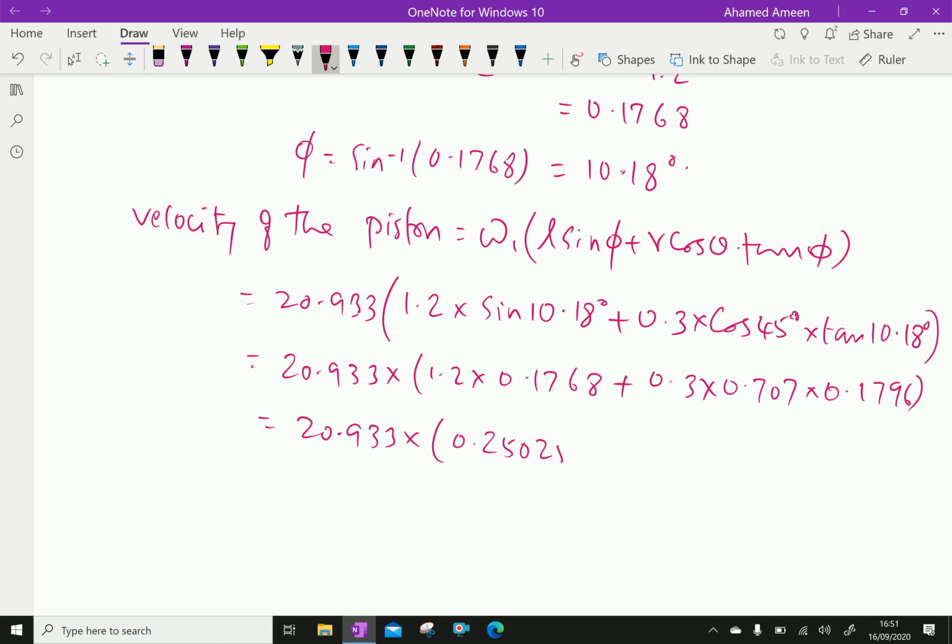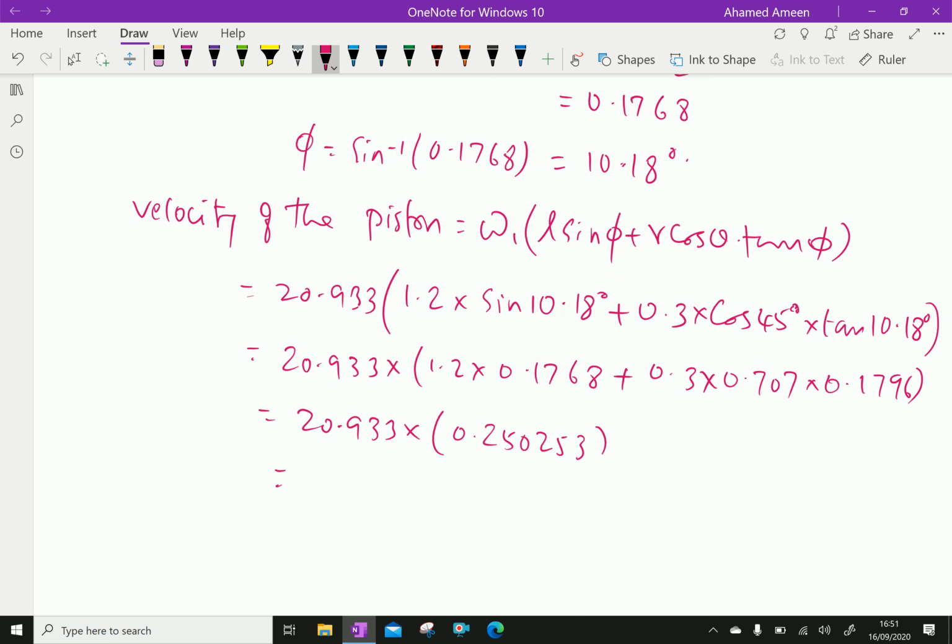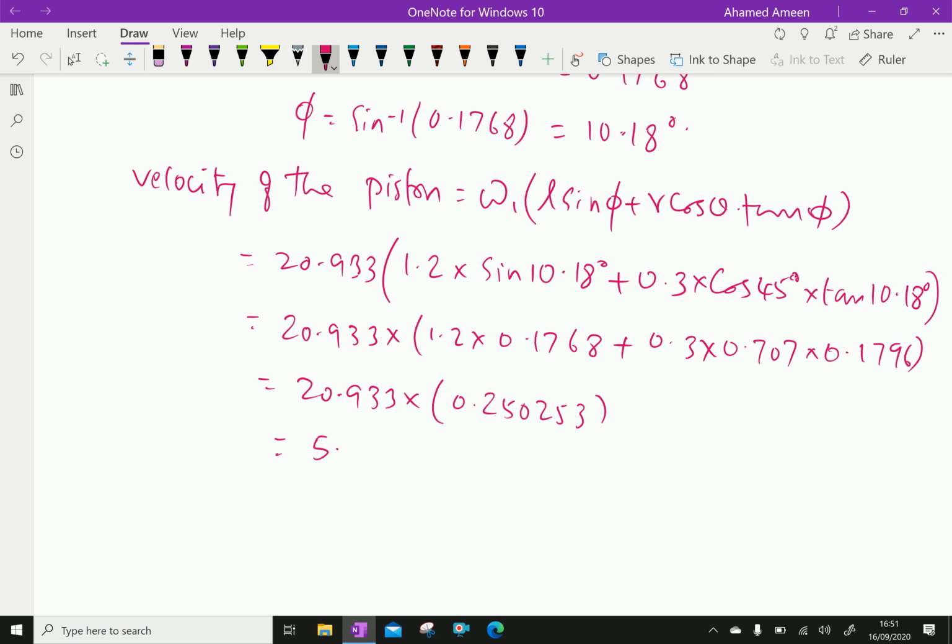Equal 0.250253. Equal 20.933 into 0.250253, equal 5.24 meter per second. Therefore, velocity of the piston is 5.24 meter per second. We have done.